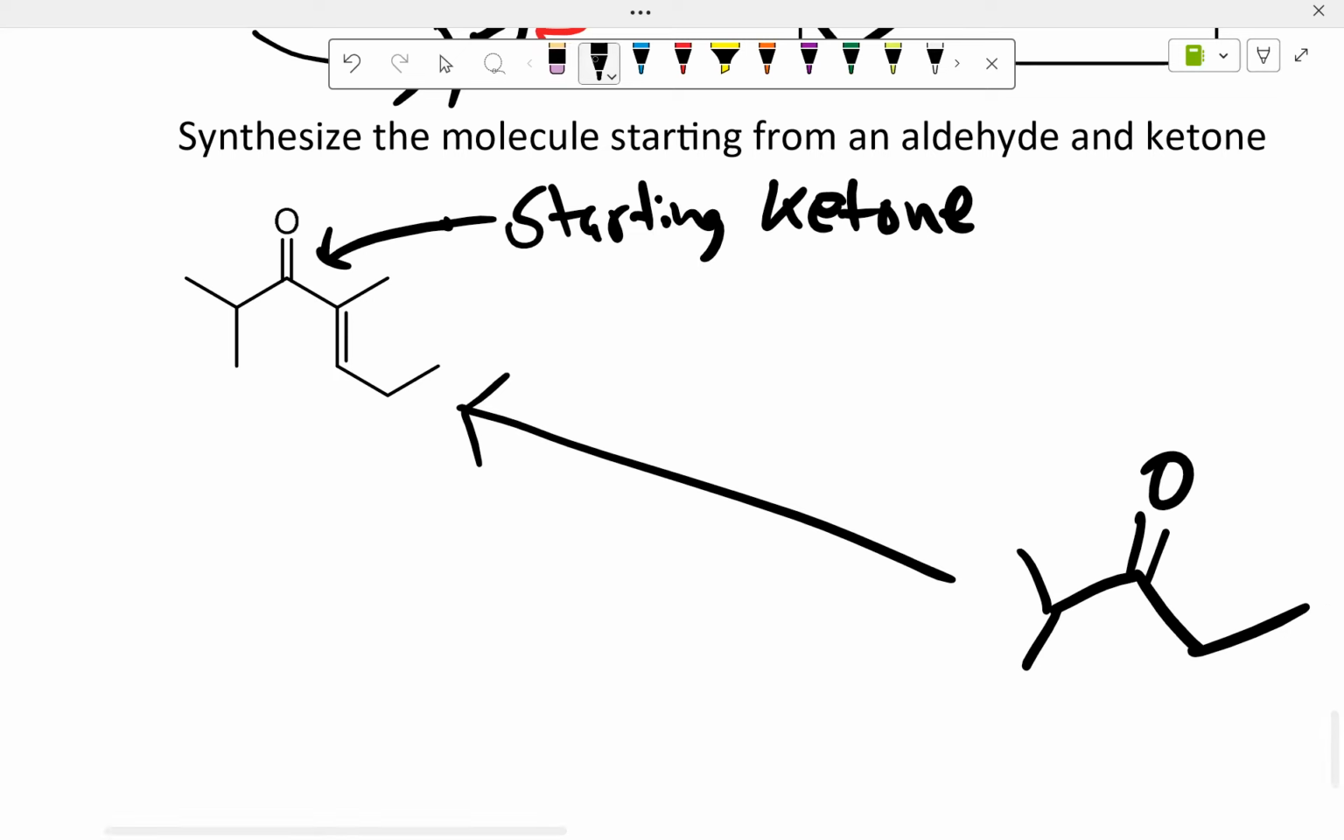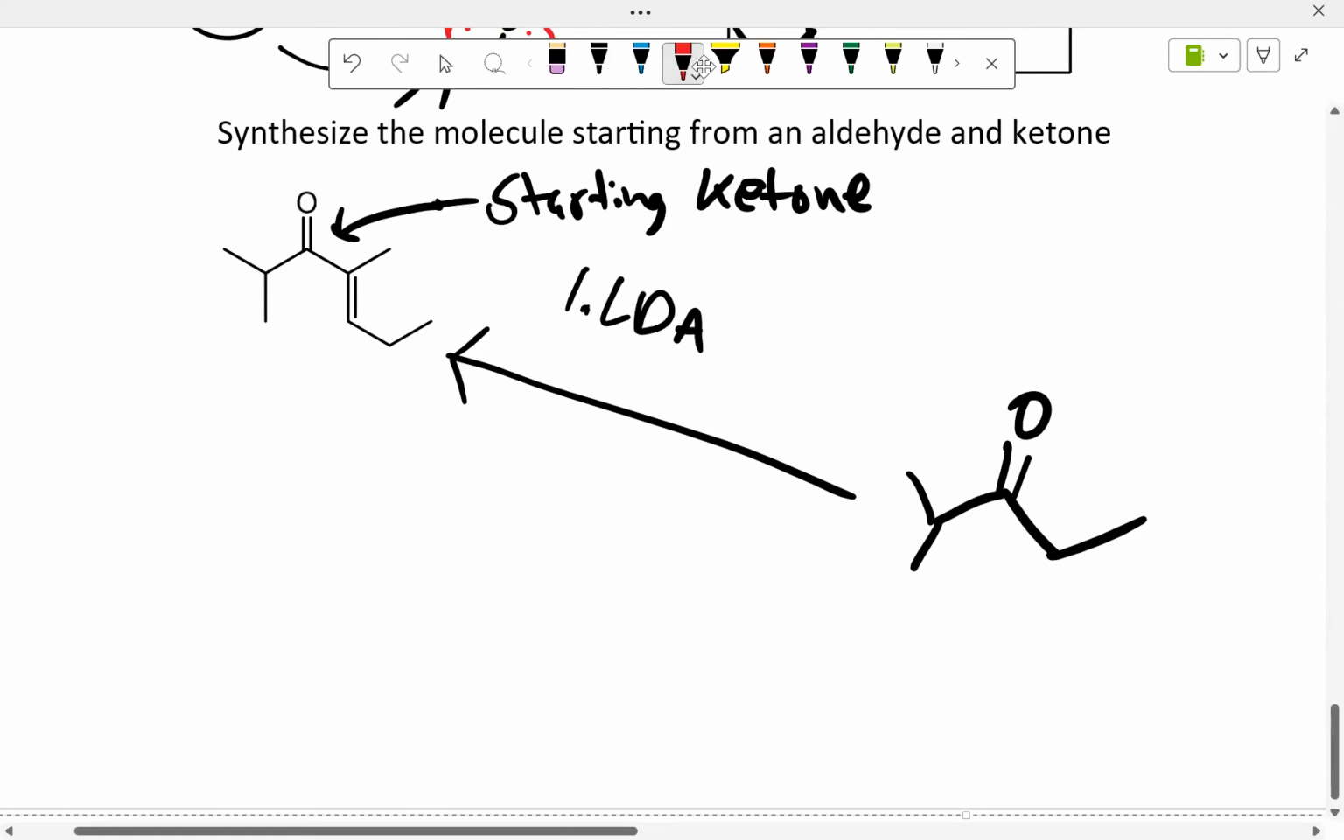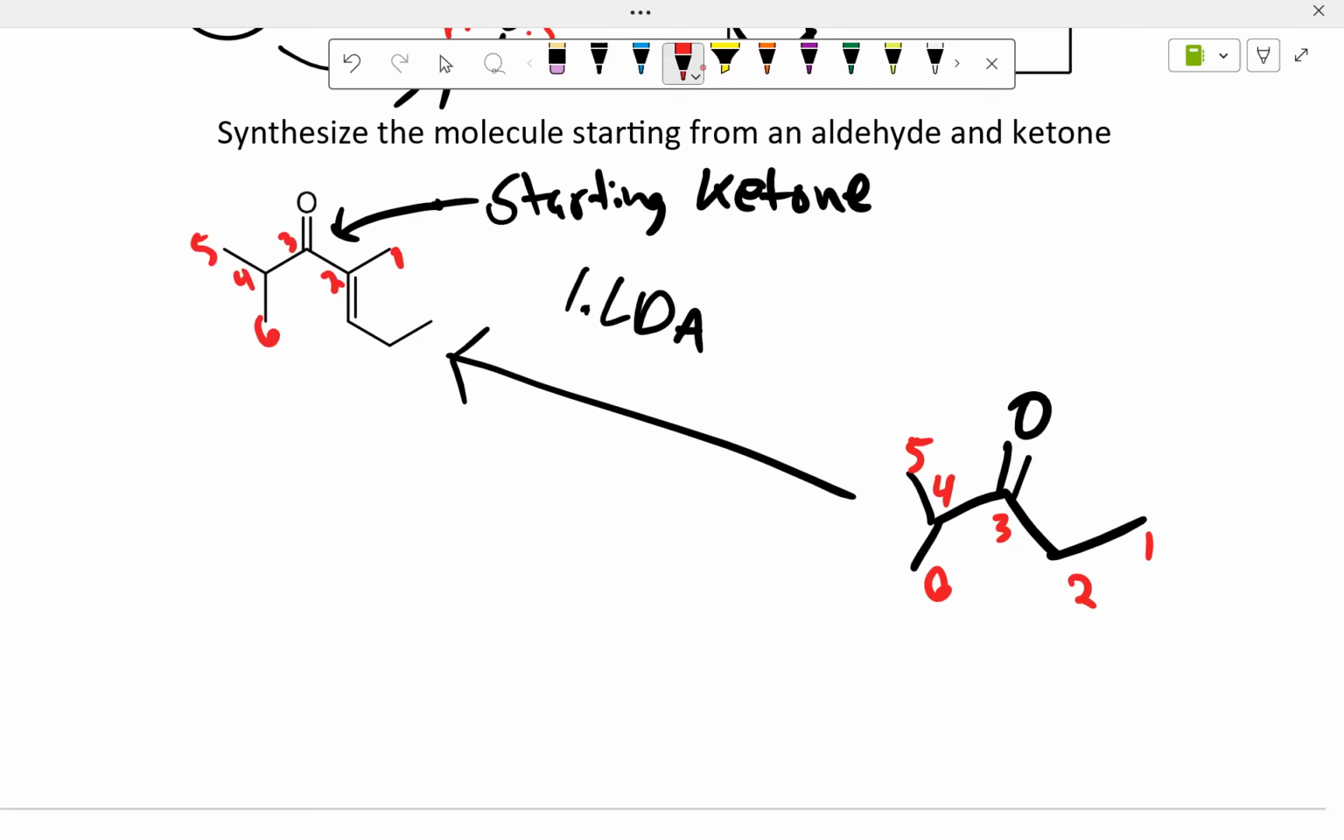So let's draw what the starting ketone would look like, which is going to look like that. And then we're going to need to deprotonate this. So we can use LDA, and we should use LDA because if you notice, let me number the carbons. We form a new bond on carbon 2. So that means that carbon 2's alpha hydrogen was deprotonated. We need to use LDA because LDA, since it's bulky, is going to take the least sterically hindered hydrogen, which happens to be on carbon 2 instead of on carbon 4, which is on a tertiary carbon. So we need to use LDA.